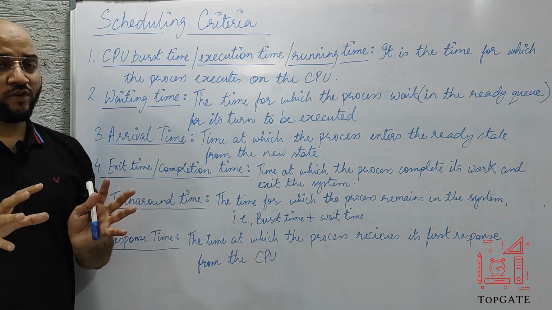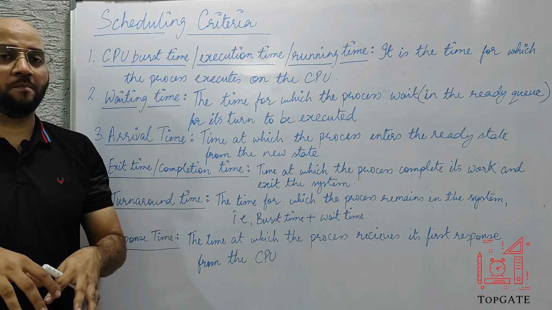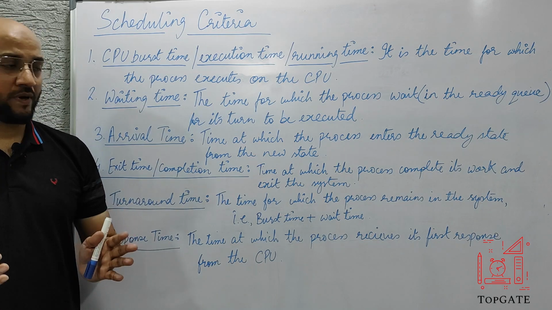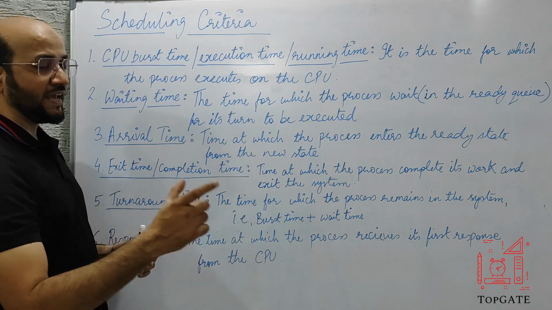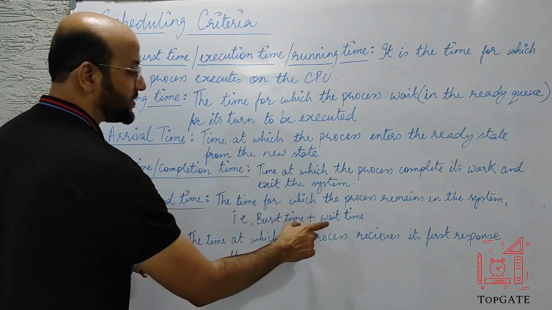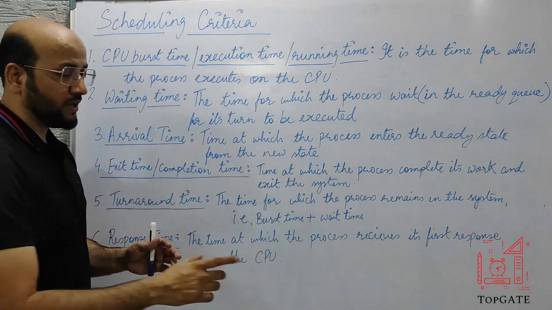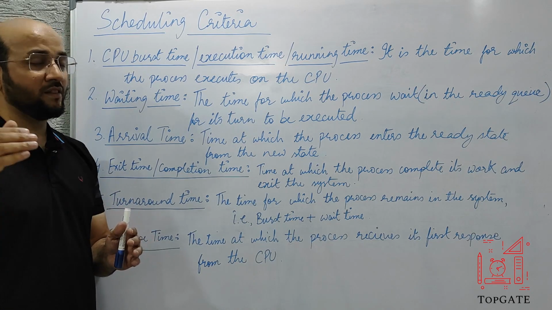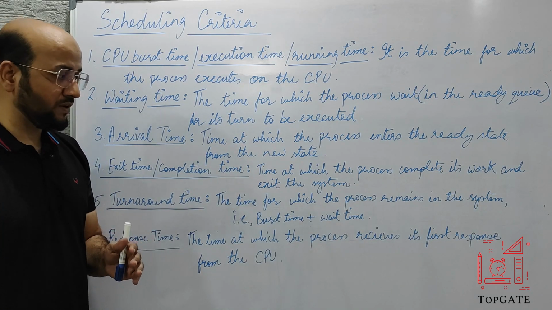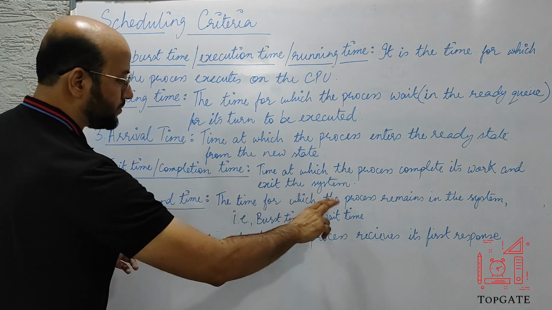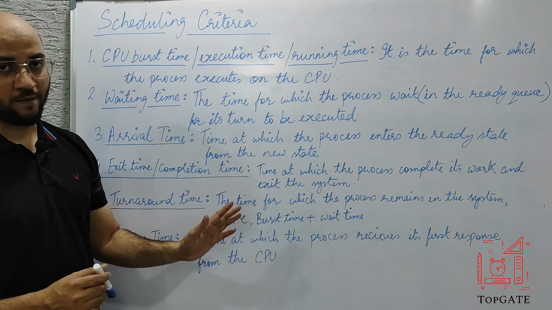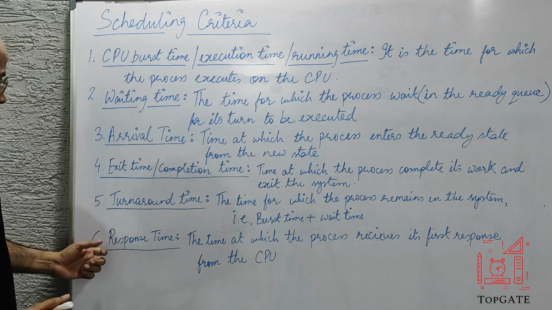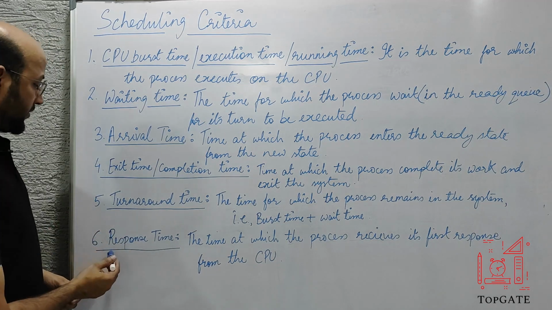So the time for which this process remains in the system is called the turnaround time. That is the total burst time, the time for which it executed on the CPU, plus the wait time, the time for which it remained in the waiting state doing input output devices. So we sum up both these times, and that will give you the turnaround time. Clear? Now the last thing, 6.1, it is the response time.